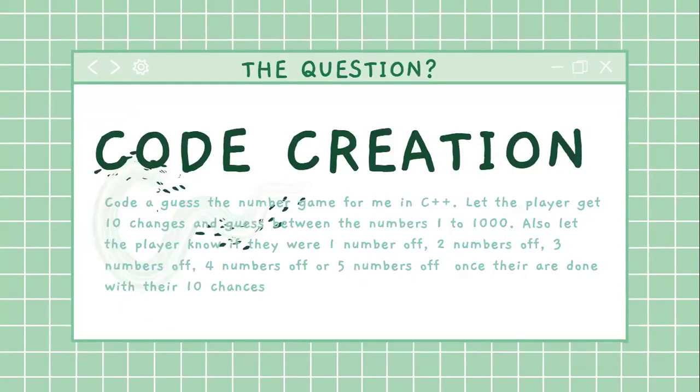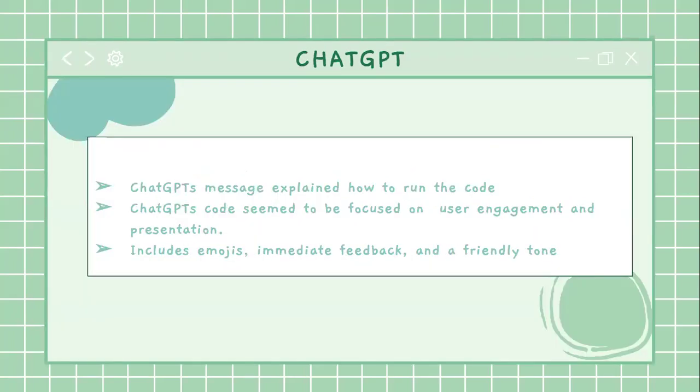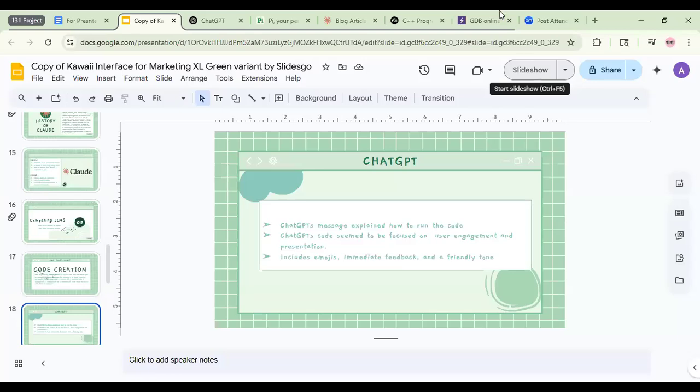And our prompt is going to be code creation. It's going to create a number game for us in C++ where players get 10 chances to pick a number from 1 through 1,000 that's randomly generated. And at the end, we're told how many numbers off we were after our 10 chances. So let's start with ChatGPT's code.